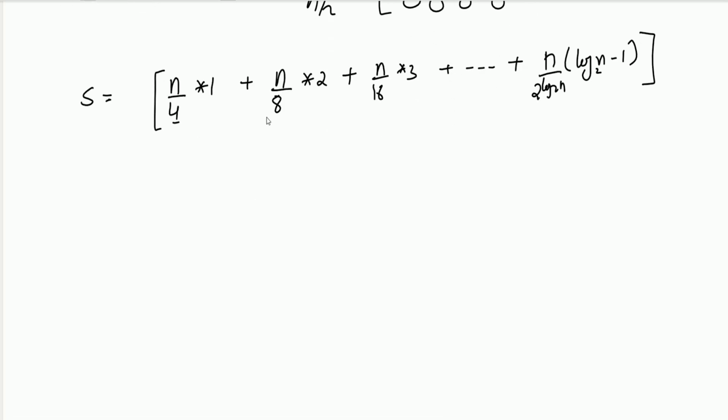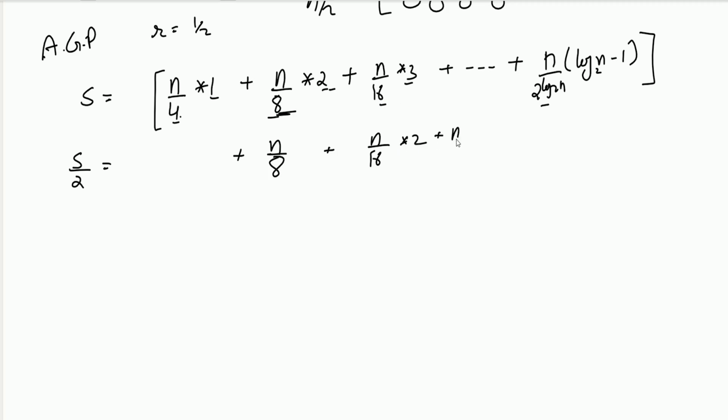If we see, this term is going in GP and this term is going in AP. So this is AGP, arithmetic geometric progression. If we only see the GP term, the common ratio is 1 by 2. So we will multiply S with 1 by 2, so it will become S by 2, and we will shift this one step ahead. So this n by 4 multiplied by 1 by 2 will become n by 8. This n by 8 multiplied by 1 by 2 will become n by 16, and 2 is there with it. So multiply by 2. This n by 16 will become n by 32 into 3, and so on.